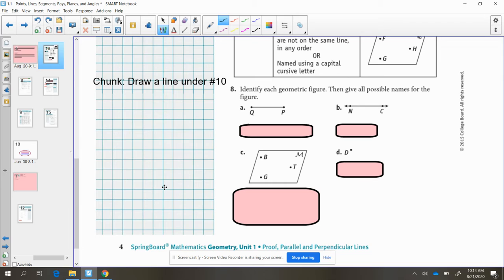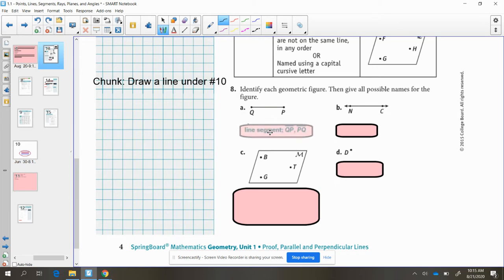So take a moment on your own to write what you think the name would be to properly write this here, and also say, what is it? Is it a point? Is it a line? Is it a line segment? Take a moment to answer part A.